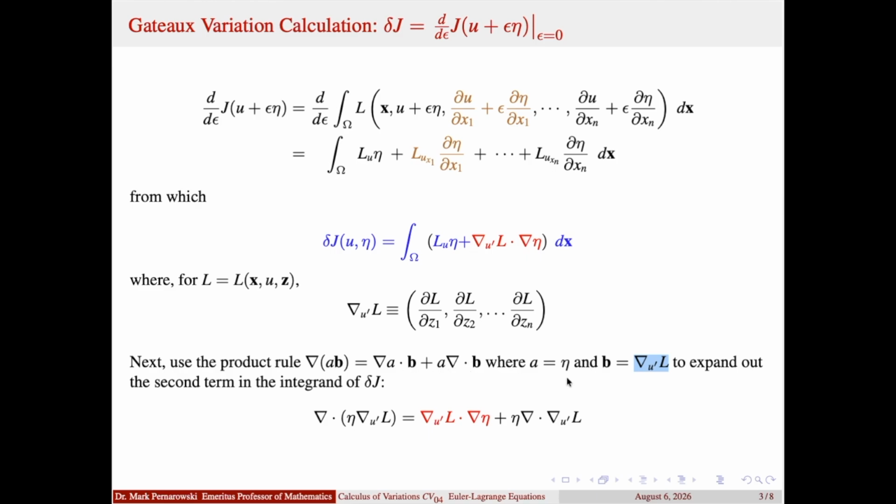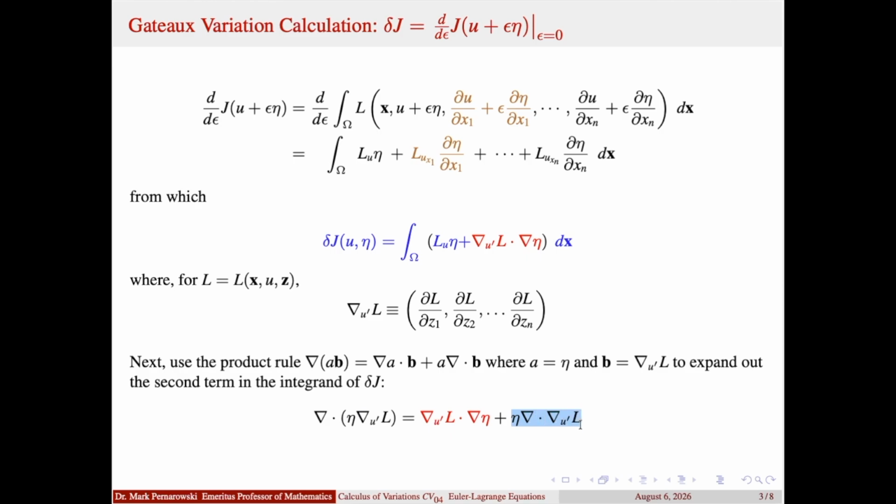If I use these two, this A and this B, in this product rule, then I can write that the divergence of this thing has got to equal the red term above plus this remainder term. So I'm going to take this variation and use this last expression to replace this red thing here by this divergence minus this term here.